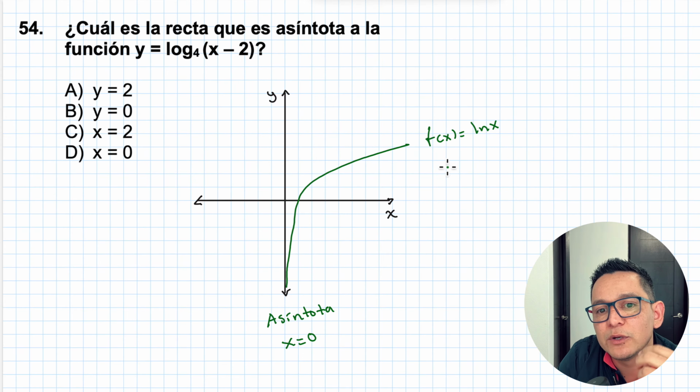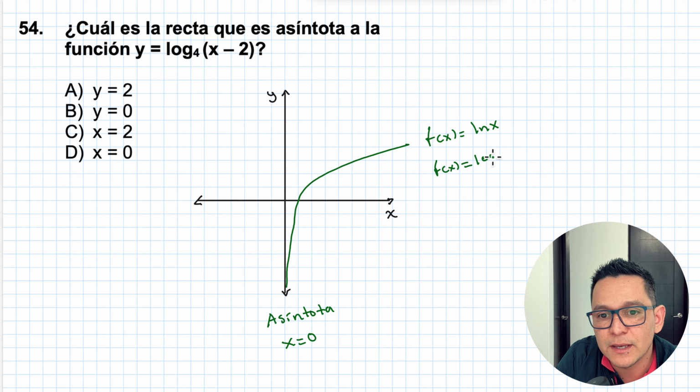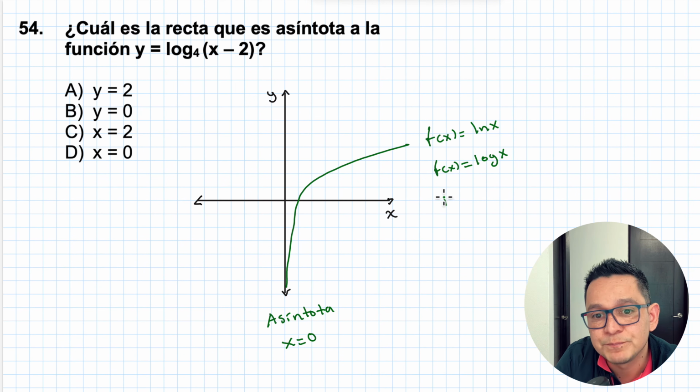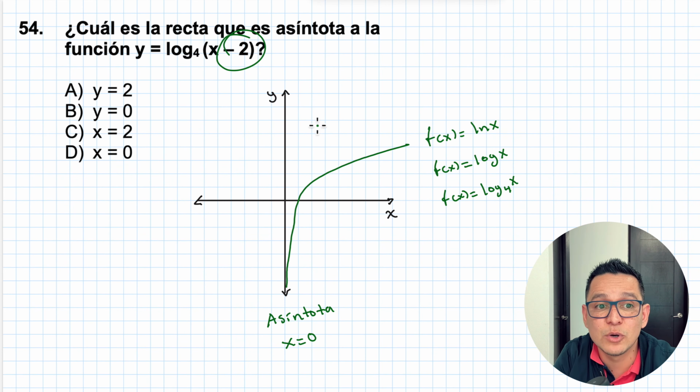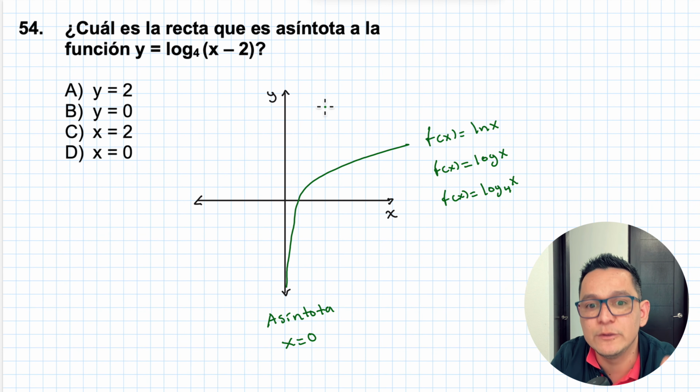That's all for the function f of x equal to the natural logarithm of x. It would also work, for example, for the logarithm base 10 of x. That is, it would be a very similar graph. And it would also work if we have a different base. For example, logarithm base 4 of x, which is something like this. But now here we have logarithm base 4 of x minus 2.